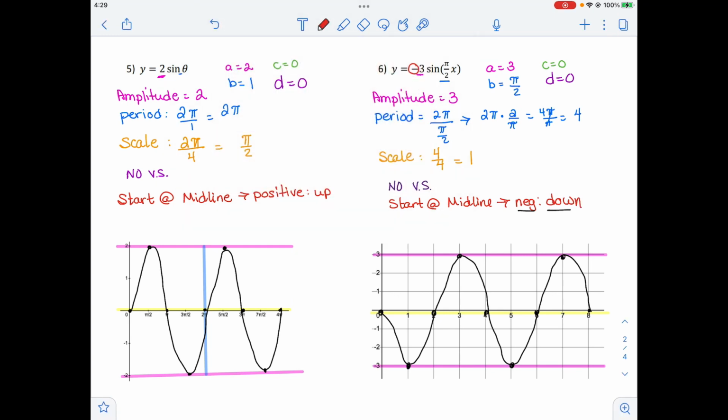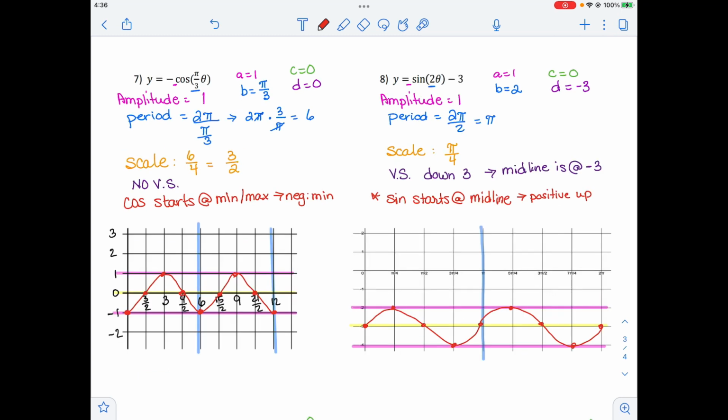Okay, so when we look here, we notice that when we've got a scale of a number, we count by regular numbers. So that can happen even when we're doing trig functions. For number 7, we don't have a vertical shift, which means that our midline is at the x-axis. In this case, we have a cosine, and cosines start at either the minimum or the maximum, depending on what's in front. If we look right in front here, we have a negative. That means it's going to start at the minimum.